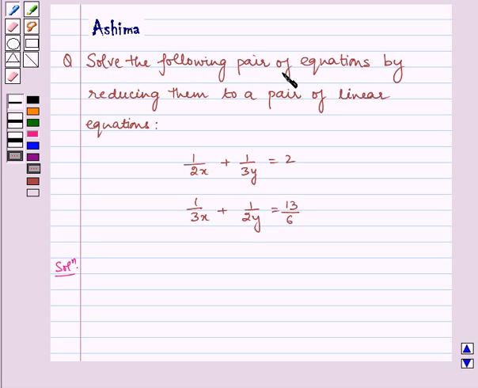Solve the following pair of equations by reducing them to a pair of linear equations. Given to us 1 by 2x plus 1 by 3y is equal to 2 and 1 by 3x plus 1 by 2y is equal to 13 by 6. Now let us write the solution.